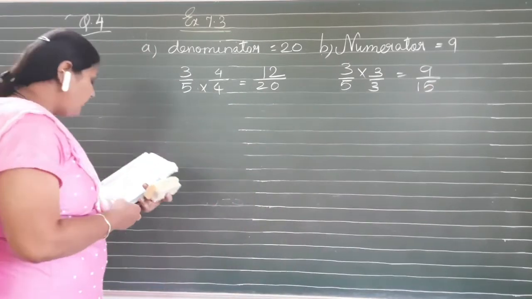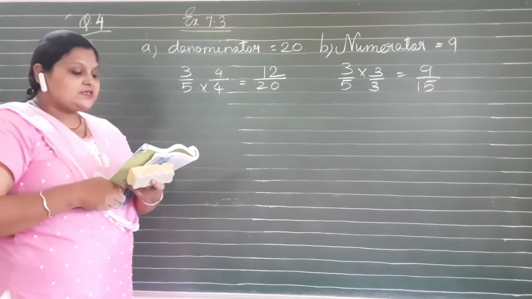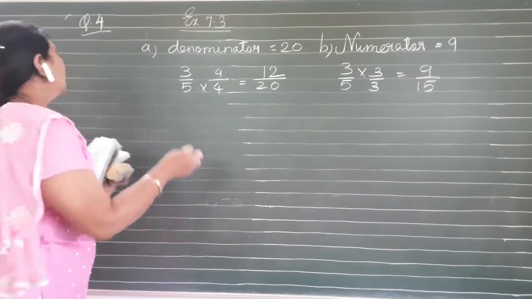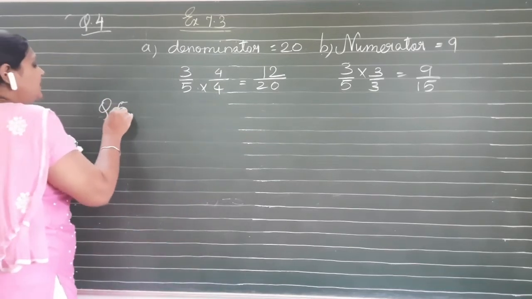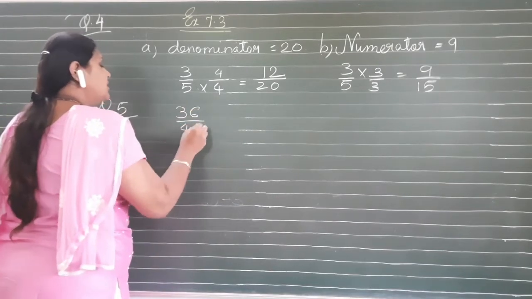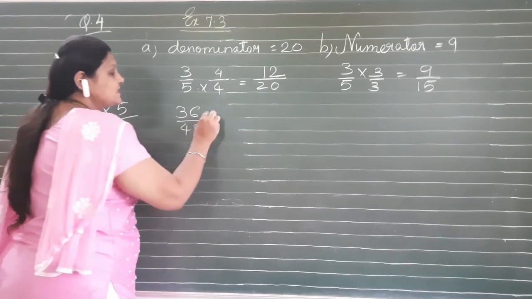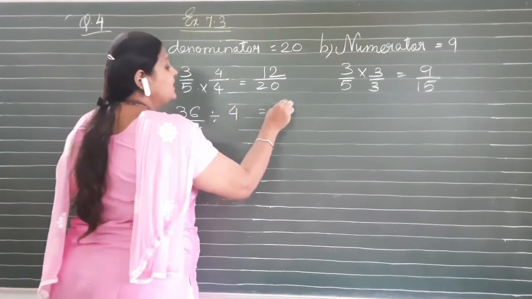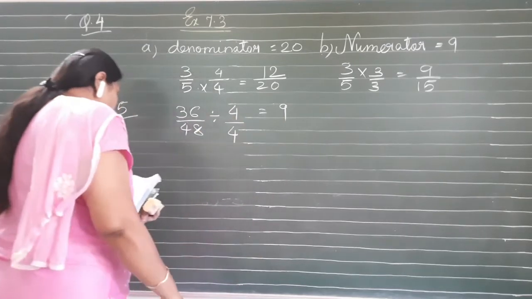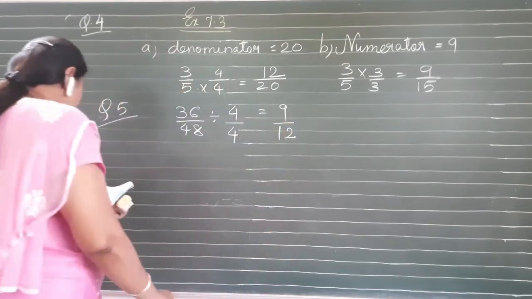Question number 5. Find the equivalent fraction of 36 upon 48 with numerator 9. Here also you are told that the numerator should be 9. So, given fraction is 36 upon 48. If we divide 36 by 4, we will get 9. So, same way 48 should be divided by 4. So, it should be 12. 9 upon 12.